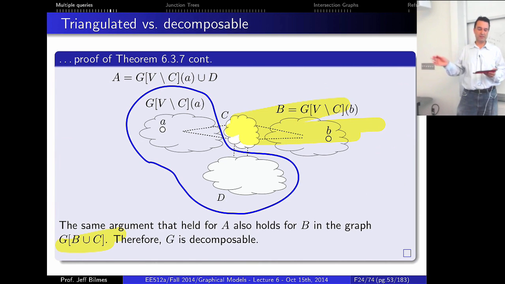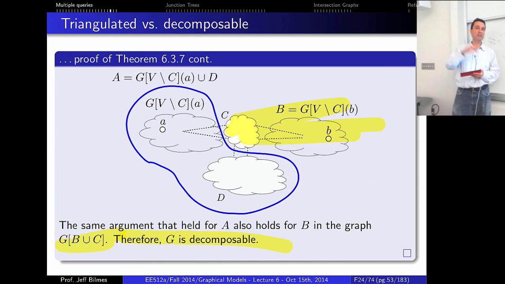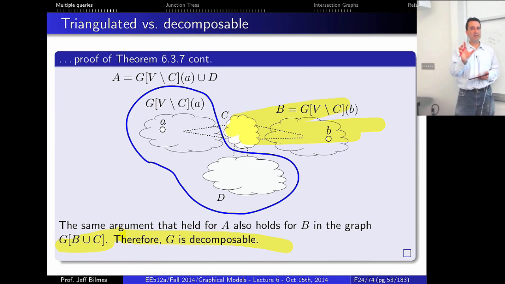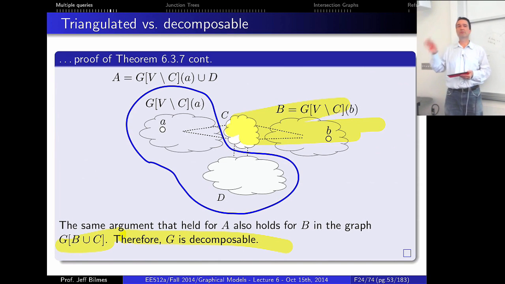I mean, we could have just done that. The fact that D was involved doesn't really change anything. And so we have the theorem. So therefore, G is decomposable because we've shown that both the left-hand side and the right-hand side are decomposable. So therefore, what it means is that the class of triangulated models is the same as the class of decomposable models. And we've used the fact that in a triangulated model, all minimal separators are complete to prove this theorem.